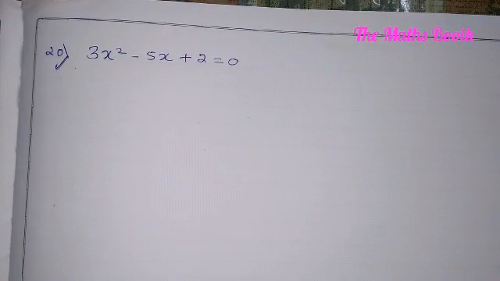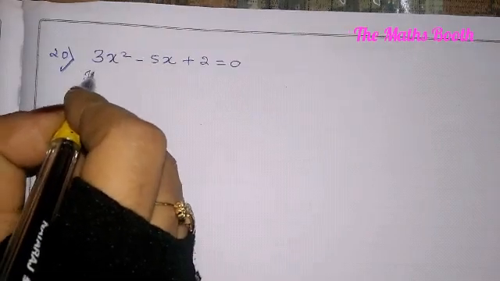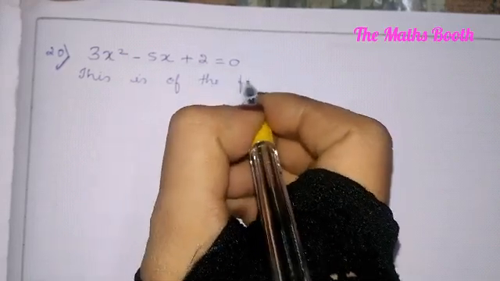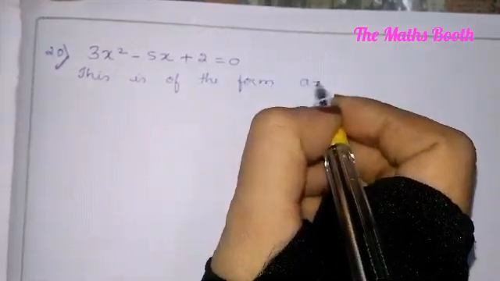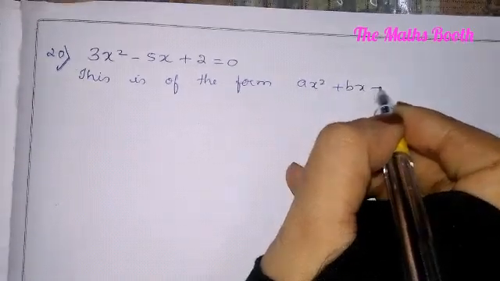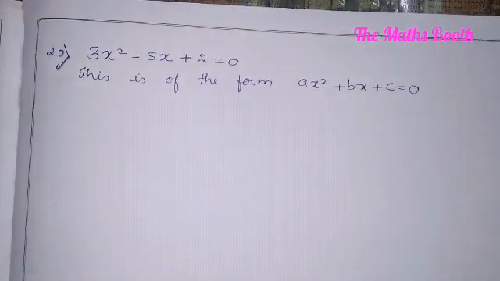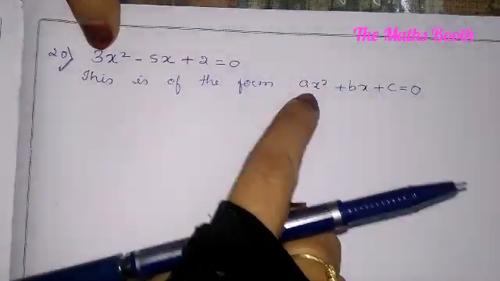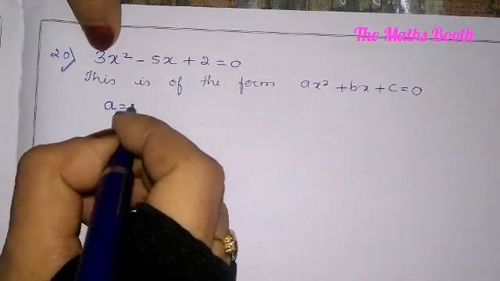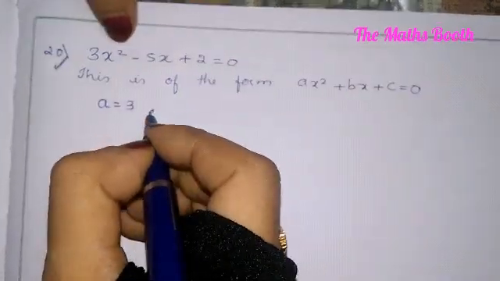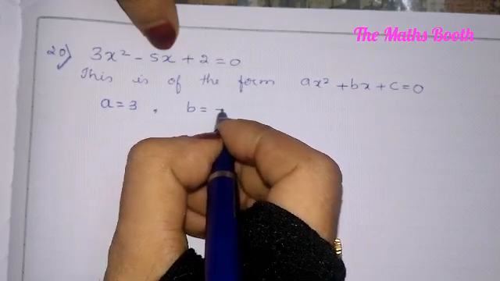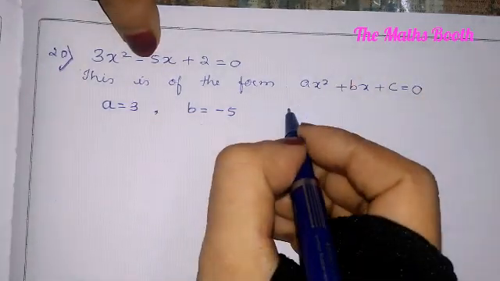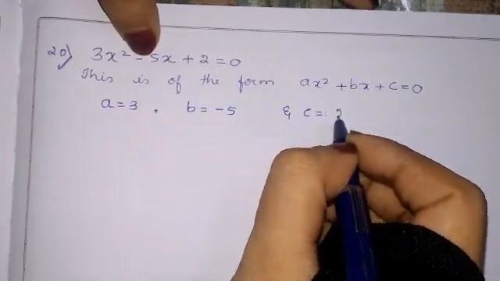They have told us to find the discriminant. This is of the form ax square plus bx plus c equal to 0. Let us compare the values. A is equals to 3. B is equals to minus 5, in B place we can see minus 5, and C is equals to 2.